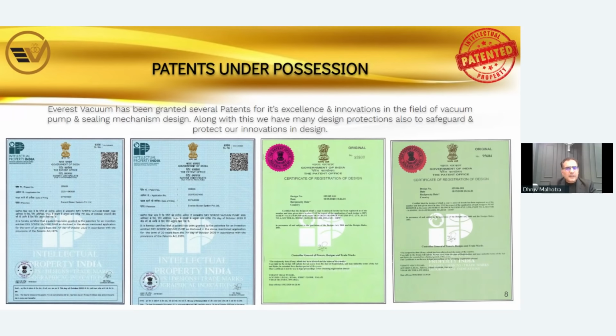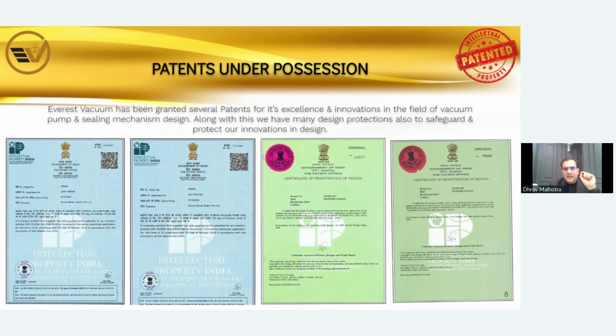So the first two that you see, the blue ones, are the utility patents for our dry screw vacuum pumps. One is for the screw profile and the other one is for the sealing mechanism. These are both innovative designs which enjoy novelty. Nobody else in the world is using this concept to manufacture these designs.